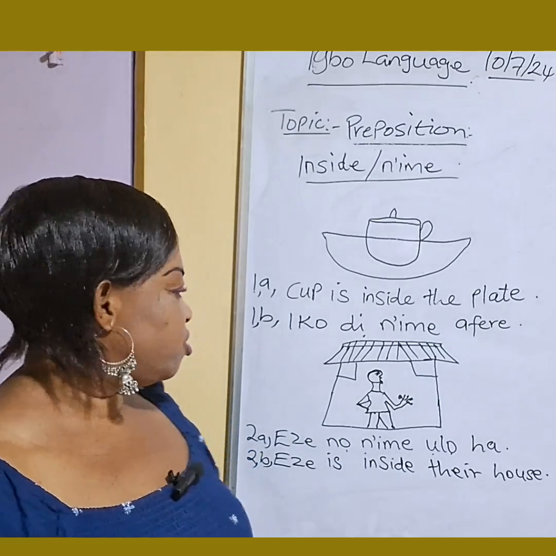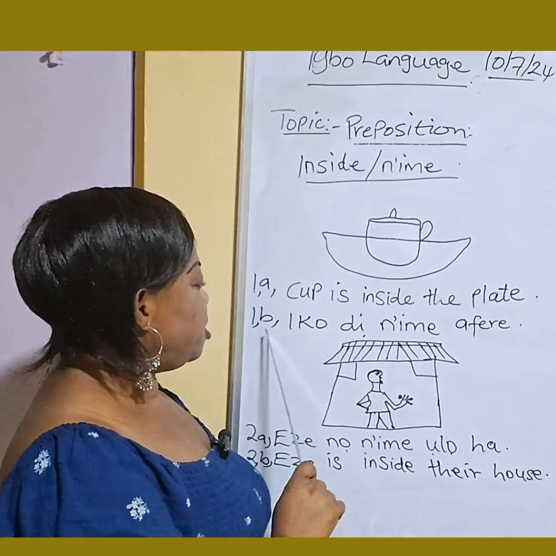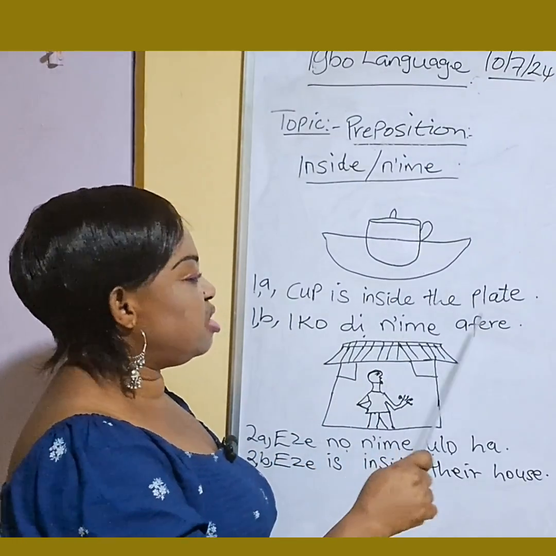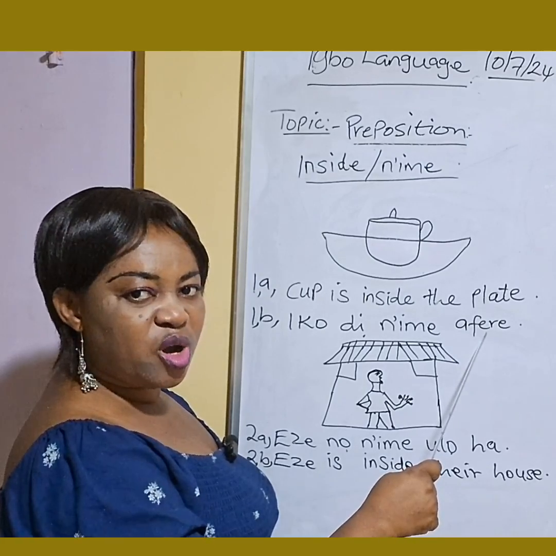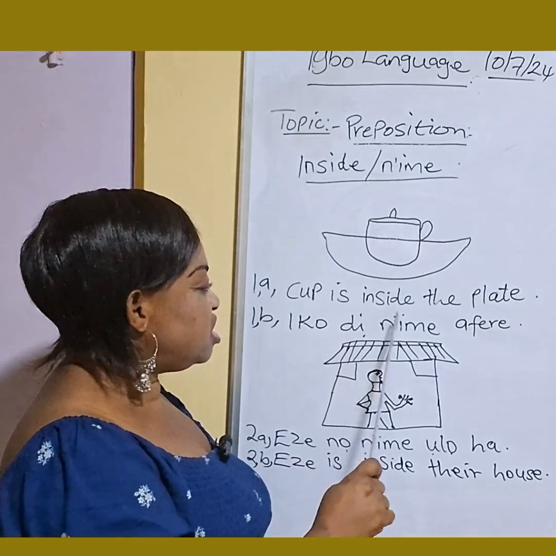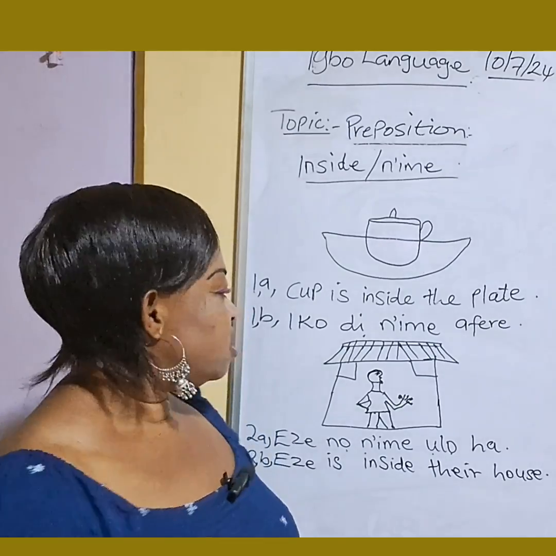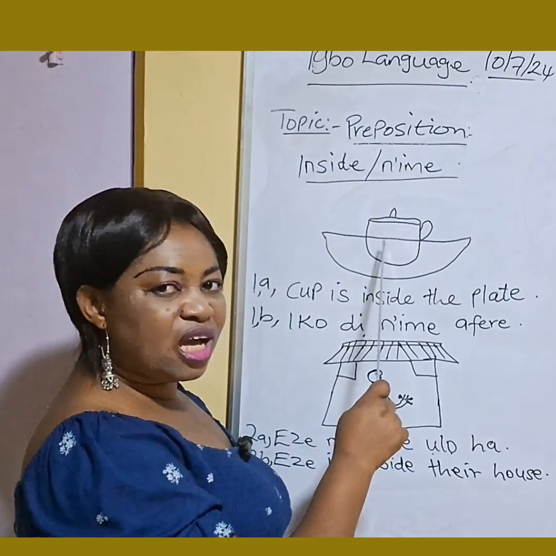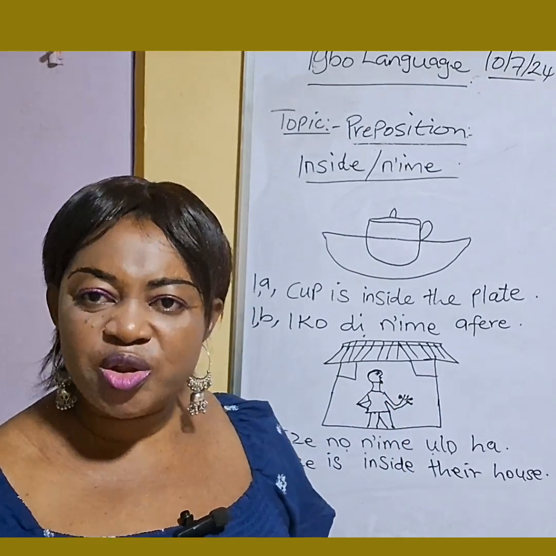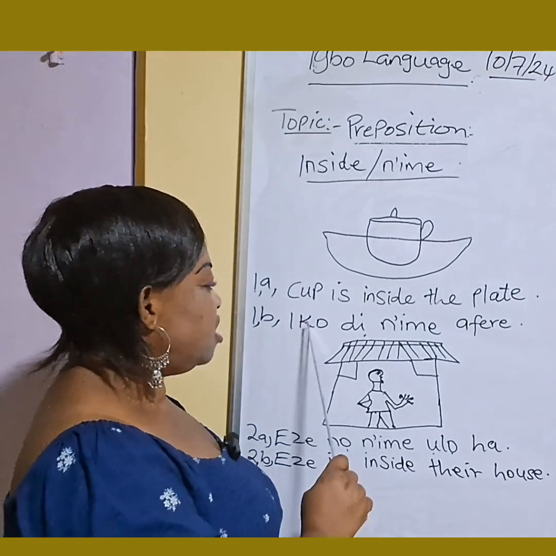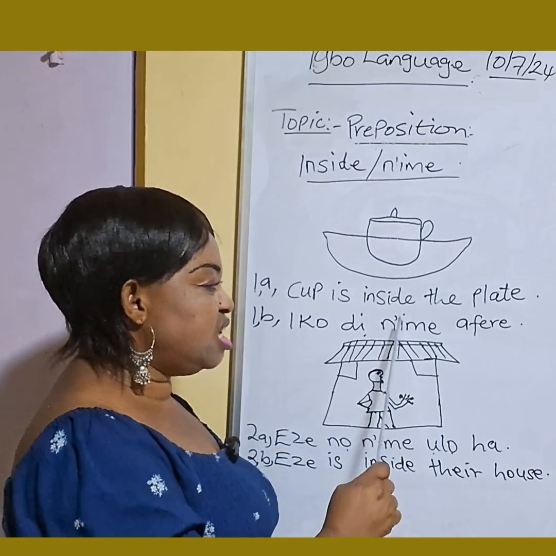Let's see it in Igbo. Number 1B says, iko dị n'ime afere. Kwuo ya ọzọ. Iko dị n'ime afere. Ndị klas a ka m jụọ unu. Iko a ọ dị na enu okpokoro? Mba. Iko dị n'ime afere. N'ime, inside.